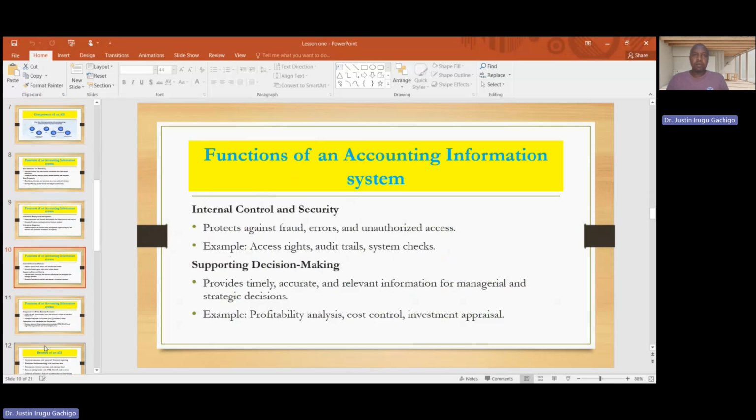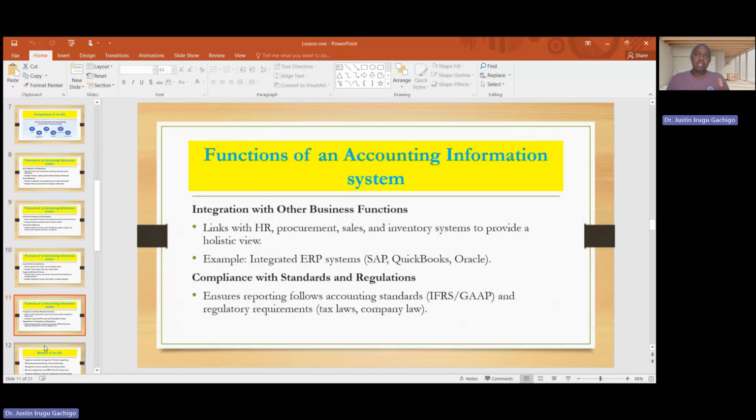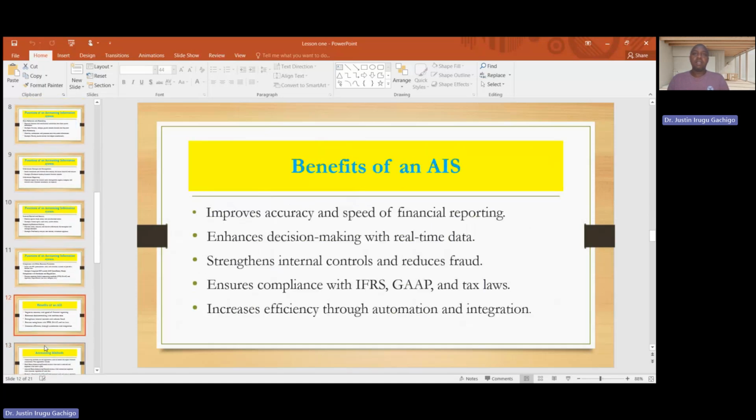yeah, it protects people from accessing what they are not supposed to access. Supporting decision making. For example, if you are able to put together a report on profitability, cost control, and investment appraisals. Integration with other business functions. This AIS is normally integrated, as we have said, with the HR, procurement, sales, inventory, etc. Also, the final one is compliance with standards and regulation. You find that most of these accounting information systems are configured in such a way that they are already compliant with the requirements of IFRS and GAAP in terms of capturing information and even the reporting.